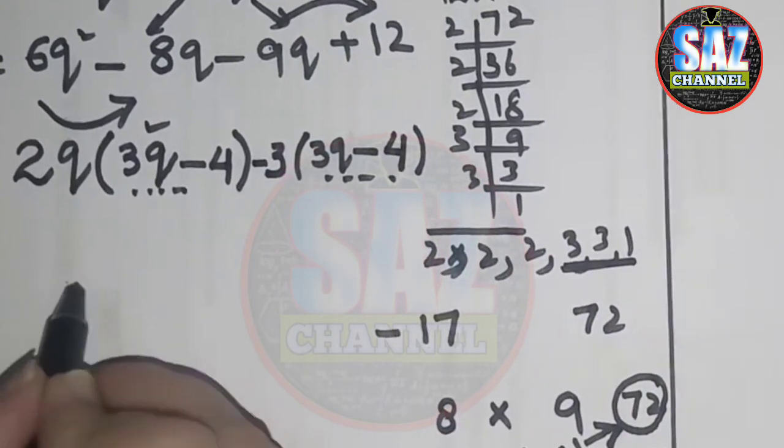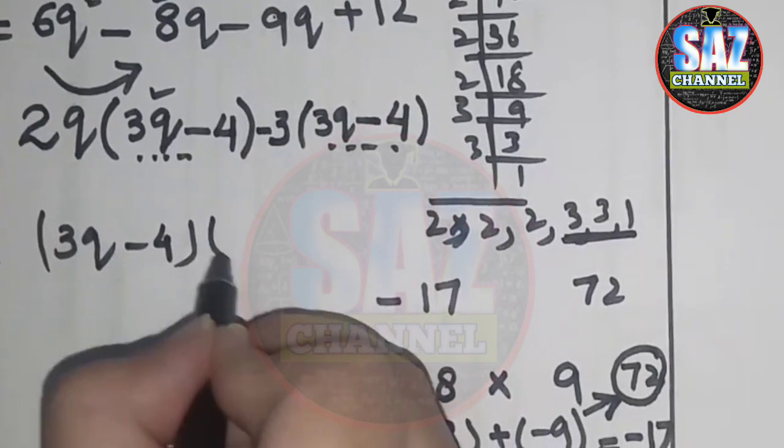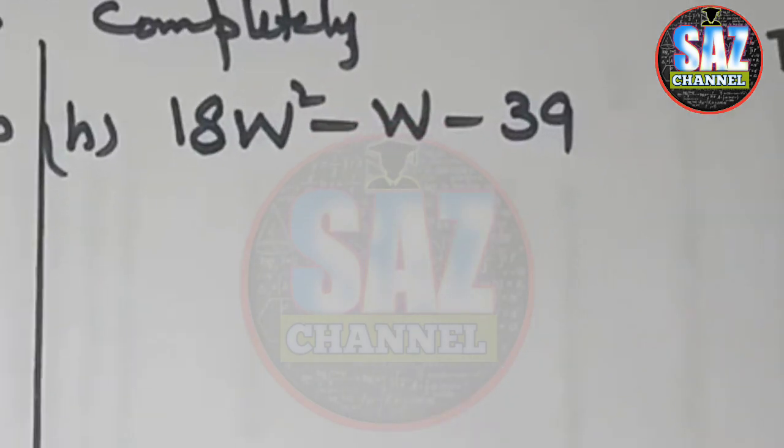I have to extract the common group out: 3q minus 4 and 2q minus 3. I hope you have understood the question. Let's move to the next question.